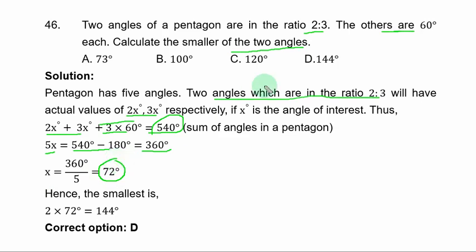The smaller of the angles is the one with 2s. So you multiply 72 degrees by 2 and you have 144 degrees. Hence, D is the correct option.